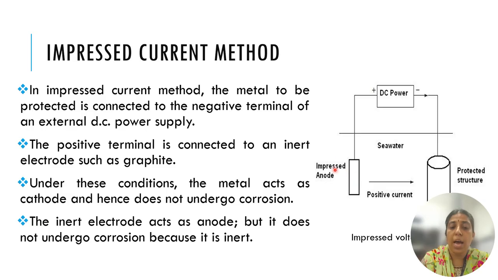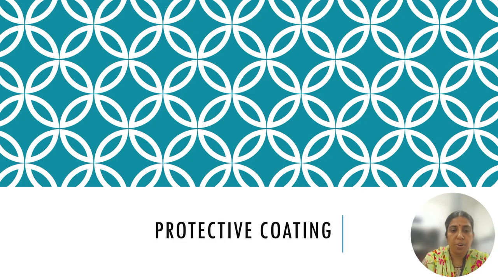Since the anode is inert, this anode also will not corrode, so that it will remain protected for a longer time under seawater. So this type of method is known as the impressed current method of corrosion prevention.